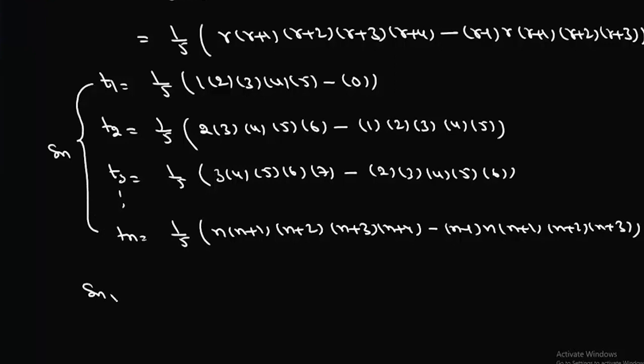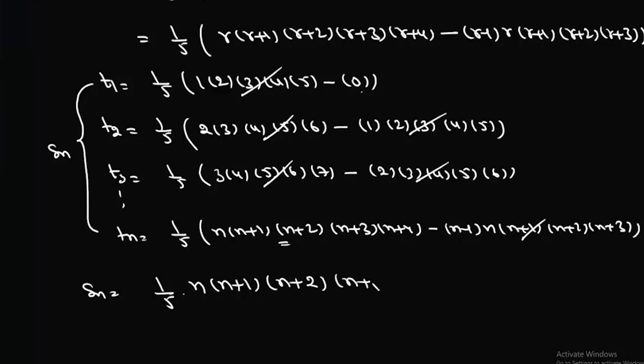Now Sn is the sum of these first n terms. So we'll add them. We can write Sn as t1 plus t2 plus t3 up to tn. Now here these terms will cancel, and what remains is this expression. So it will be 1 by 5 into n plus 1, n plus 2, n plus 3 into n plus 4. And that is the answer to this question. And since Sn is proportional to n, S infinite will be infinite. So as n approaches infinity, this sum is going to diverge.